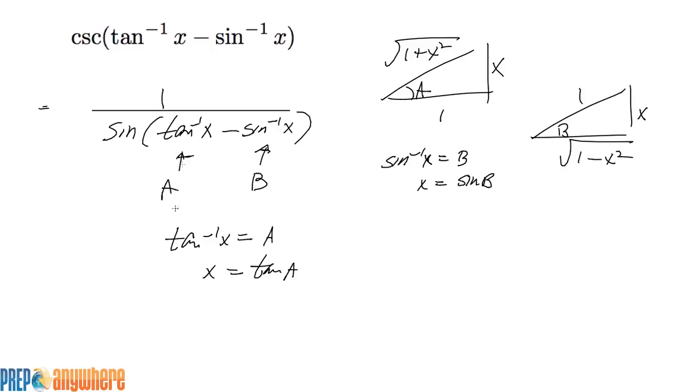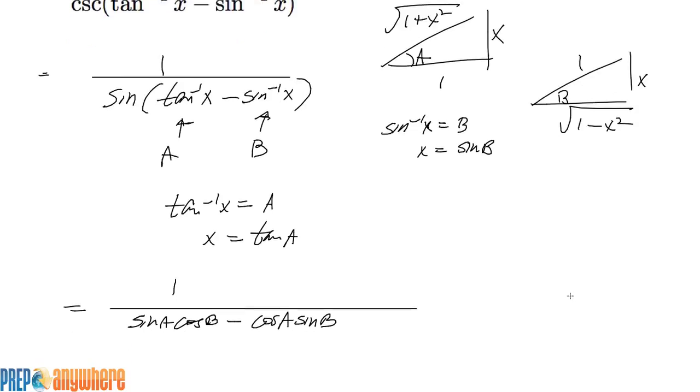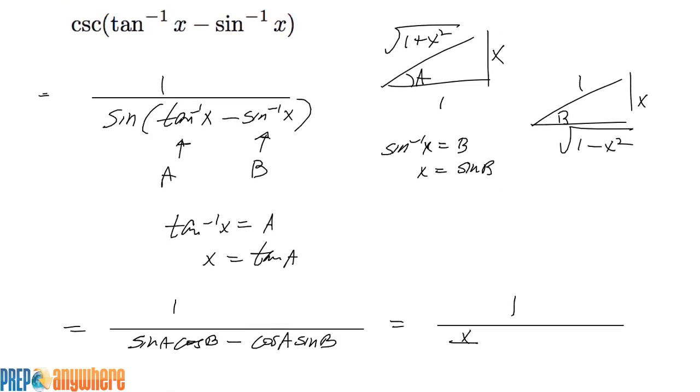Okay, so first of all, let's use the sine law to expand. It's going to be sine A cosine of B minus cosine of A sine of B, right? This is the sine sum formula. So sine of A. Here's A. Sine of A is x over this.